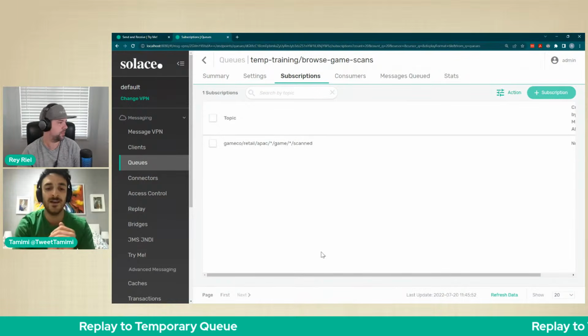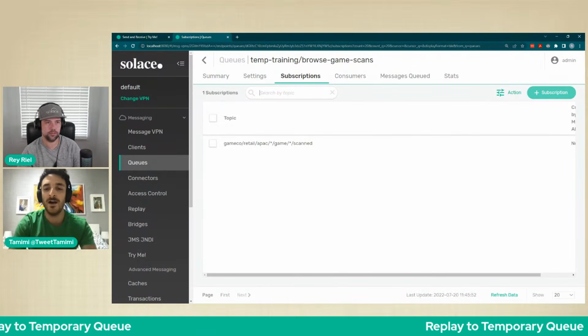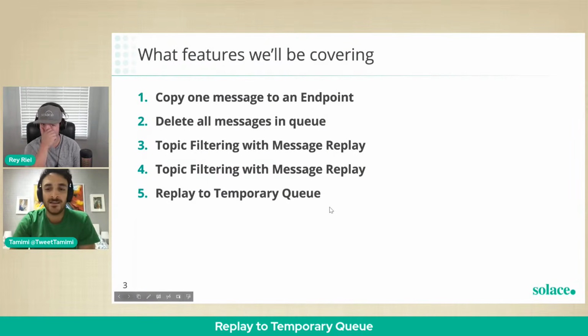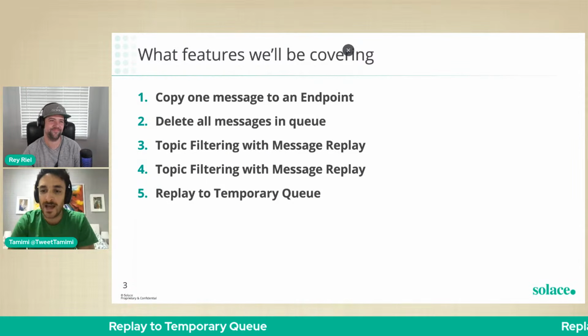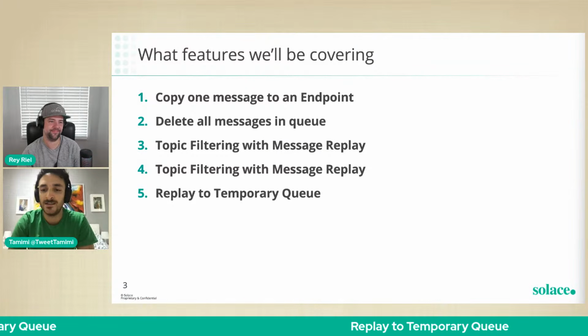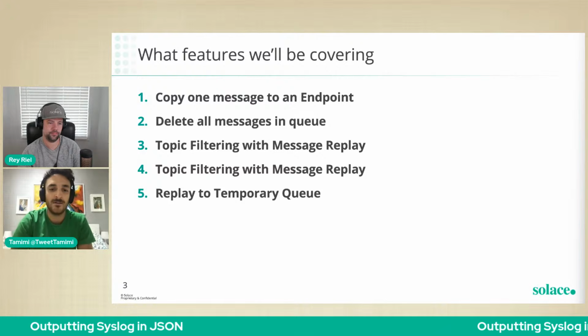Awesome. So this is the replay to temporary queue feature that we have. And then lastly, we do have one last feature, which is outputting to Syslog, outputting the Syslog in JSON format.